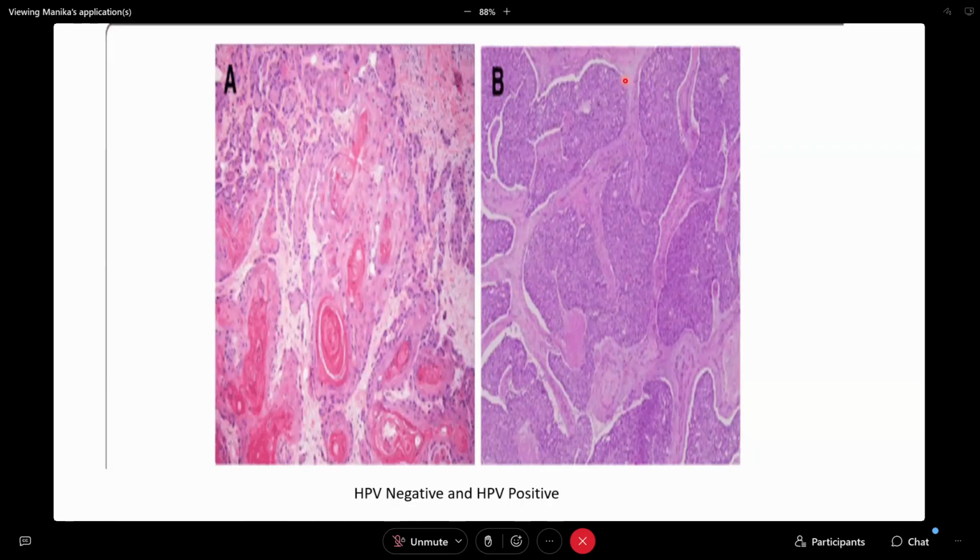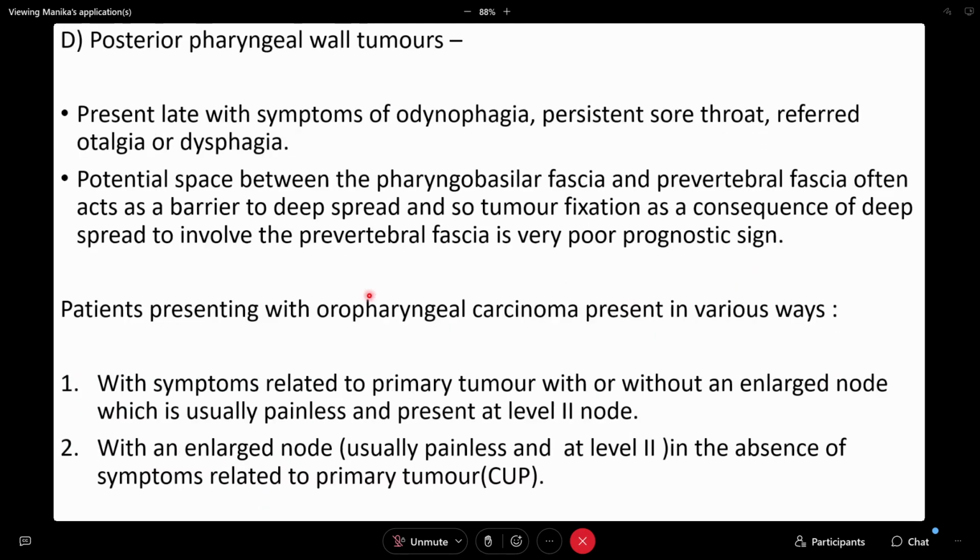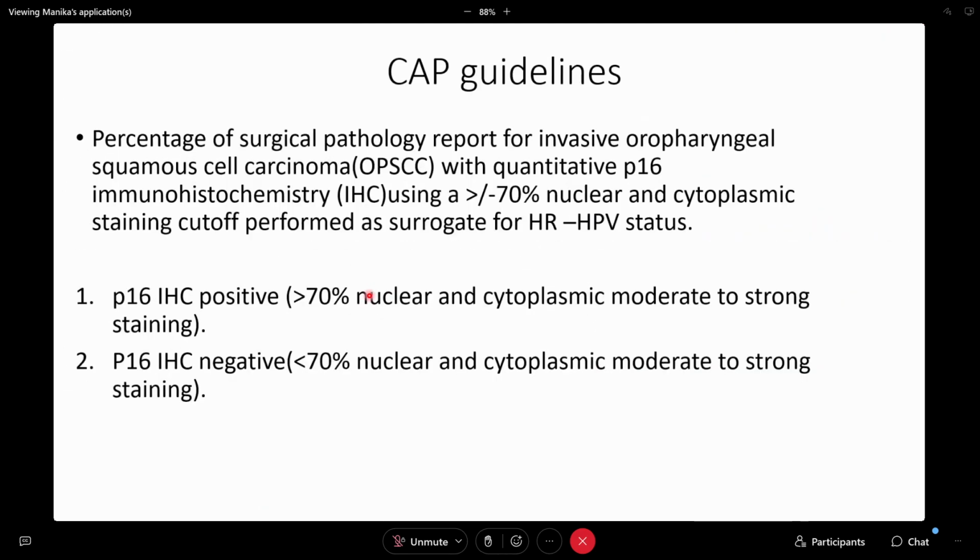This is the histopathological slide for HPV negative and HPV positive. In HPV negative, there is keratinization present, and in HPV positive, there is no such keratinization, and there is a basaloid pattern in HPV positive, which is usually absent in HPV negative. And then, as I discussed earlier also, for P16 as a surrogate marker, there are the CAP guidelines for the same. P16 is positive if there is more than 70% nuclear and cytoplasmic moderate to strong staining.